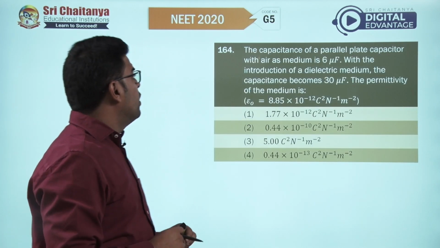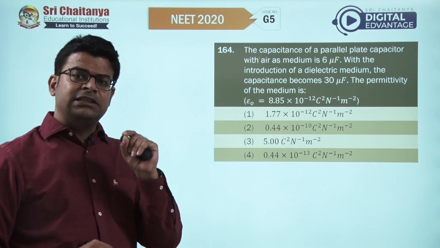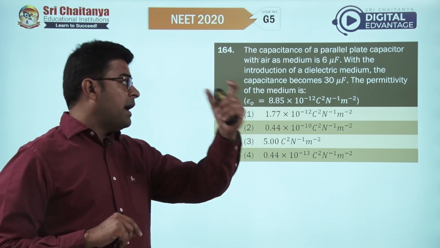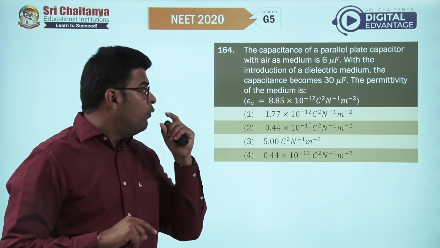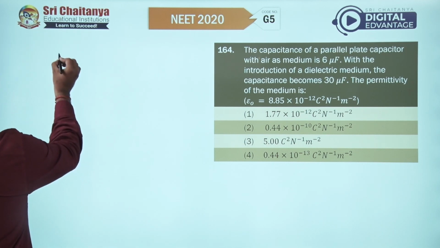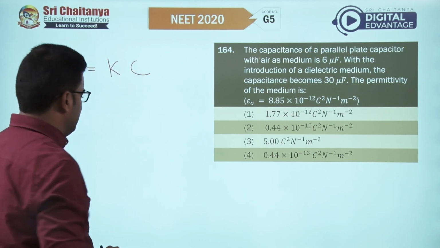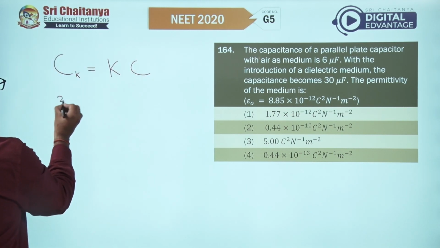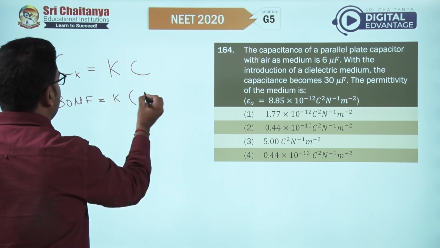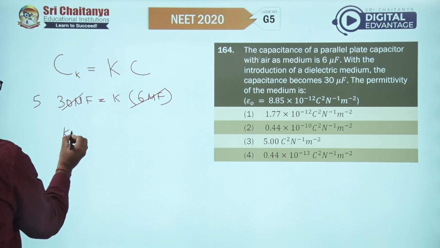Question number 164. The capacitance of a parallel plate capacitor with air as medium is 6 microfarad. With introduction of a dielectric, the capacitance becomes 30 microfarad. What is the permittivity of the medium? That's what we have to find. We know that the capacitance with dielectric equals the dielectric constant times the capacitance without dielectric. The capacitance with dielectric is given as 30 microfarad. Dielectric constant, let us say K, times capacitance without dielectric, 6 microfarad. So you get here that the dielectric constant is 5.